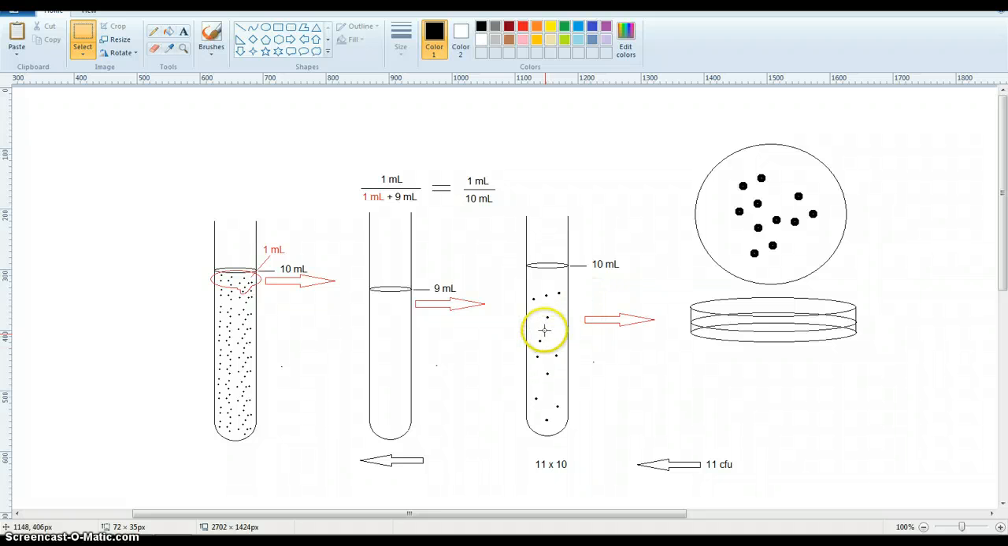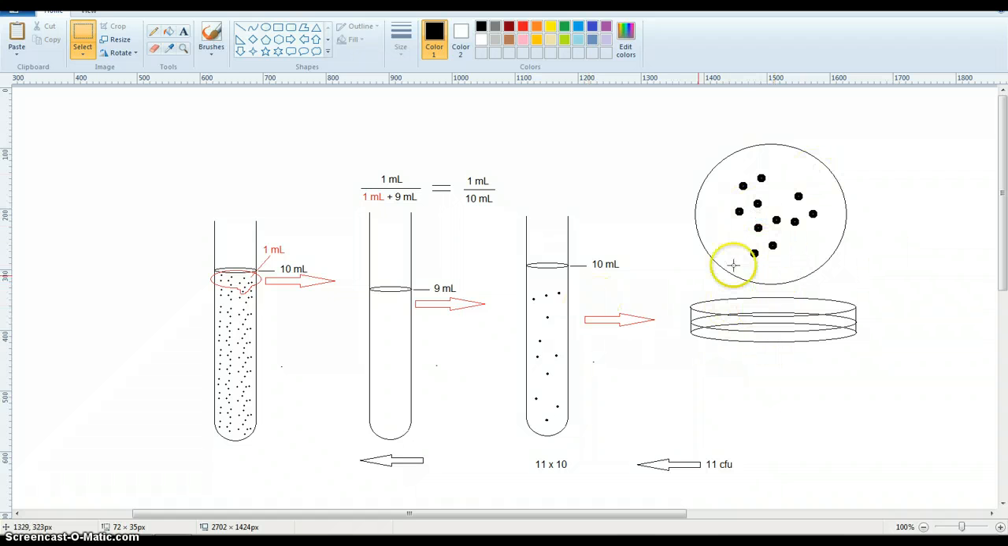Okay. Now, the way that you can verify that is that you take this whole entire tube and then you pour it into your petri dish. And then you count the number grown on the petri dish. So you have the colonies that form, the plaque assays that form are 1, 2, 3, 4, 5, 6, 7, 8, 9, 10, 11. All right. So that means you have 11 plaques, colony forming units, whatever you want to call it.